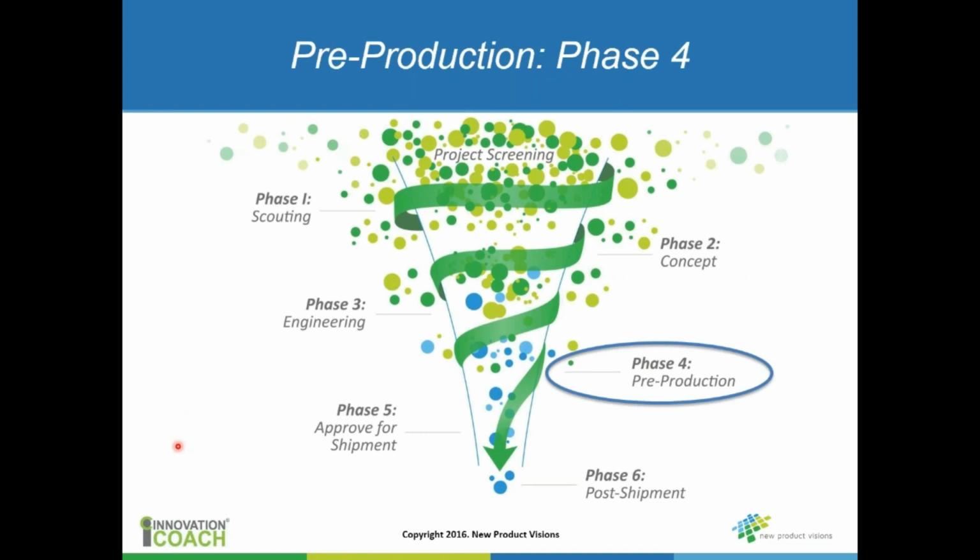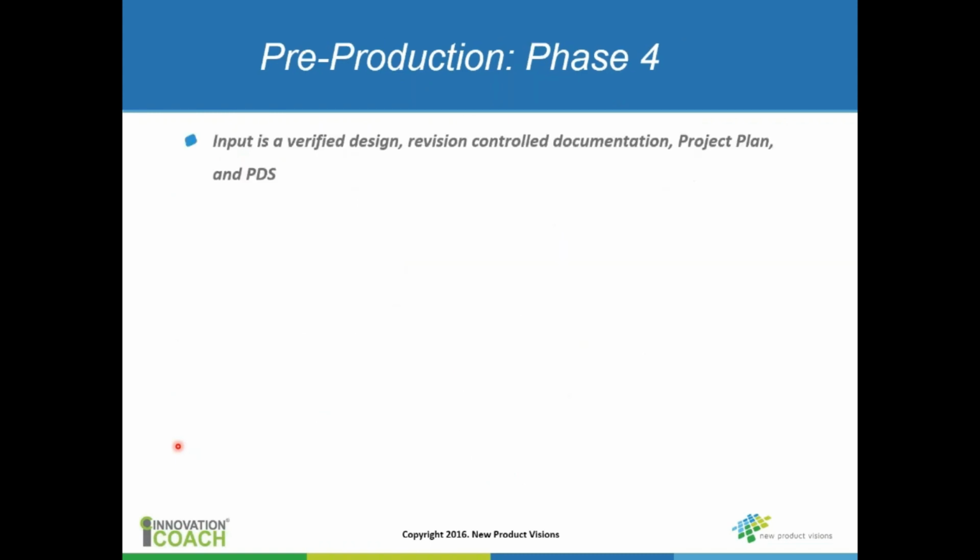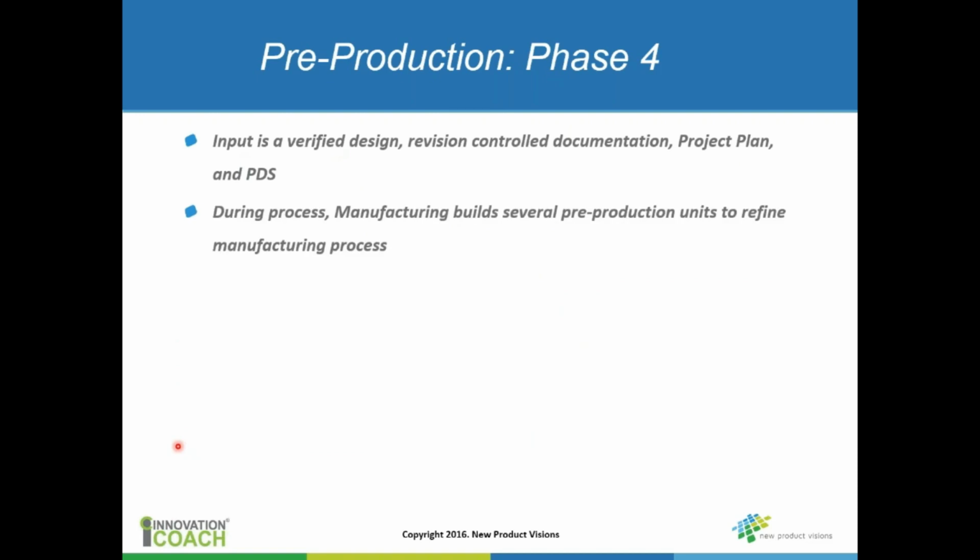Next is phase 4. Phase 4 is really a manufacturing phase. So the input now is a verified design. You've got drawings that have been released to revision control. You've got an updated project plan and product design specifications, and it's really during this process that manufacturing builds maybe one or multiple cycles of manufacturing prototypes. So the focus here is on manufacturing and refining that process.